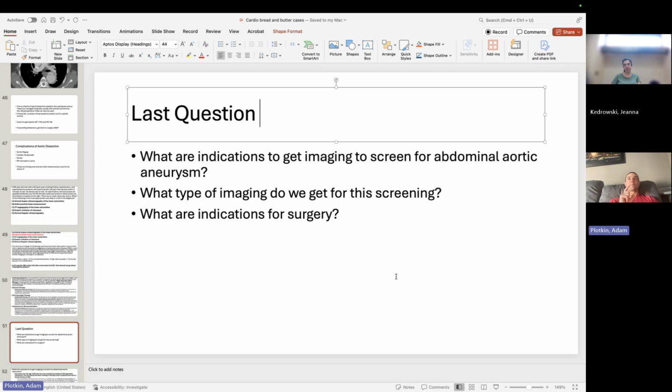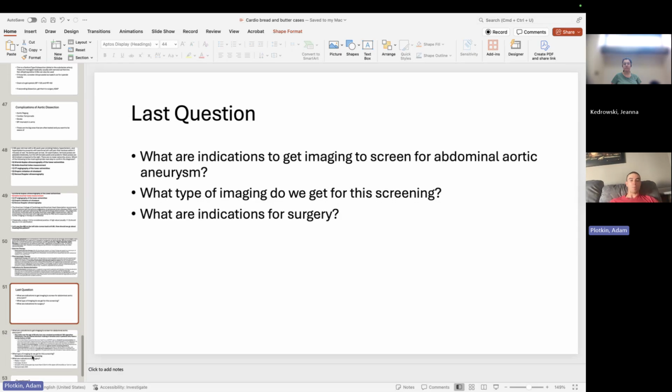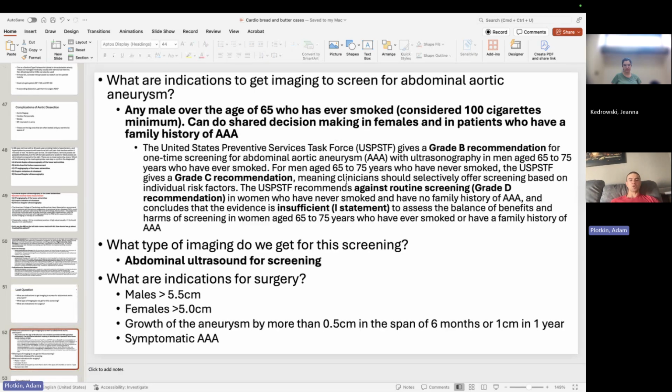I loved it. You even separated the women and the men. Most people don't even know the distinction. Women, we draw the cutoff at 5 centimeters, men 5.5. And then you also want to consider if the aneurysm has grown by more than half a centimeter in 6 months, or a centimeter in a whole year. That's also an indication, because it's fast growing, right? So half a centimeter in 6 months or a full centimeter in a year. And then obviously if it's symptomatic too, those would all be reasons to intervene.